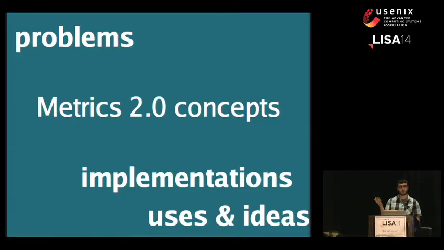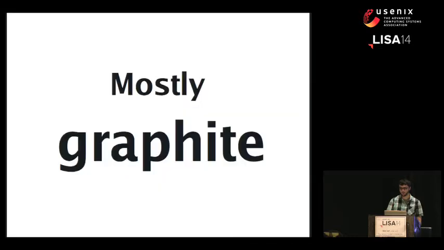And so when working on all these things with metrics, I've noticed a lot of problems that I encountered and that some of my colleagues encounter. And so Metrics 2.0 is a way for me to deal with all those problems. So we're going to go over that, and we're also going to talk about a lot of implementations, a lot of uses for those, and some future ideas. My experience is mostly with graphite, so that shows maybe, but I've tried to keep it as general as possible.